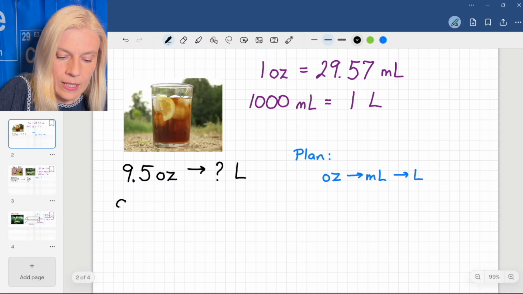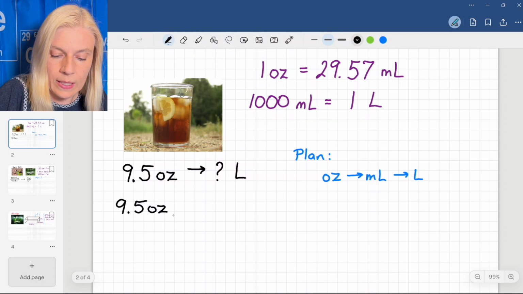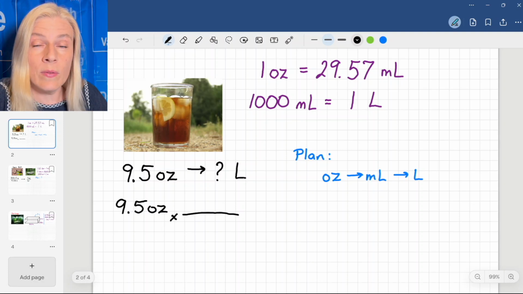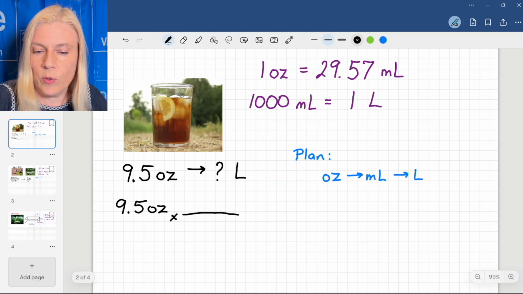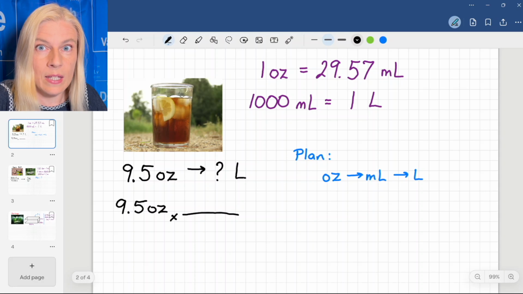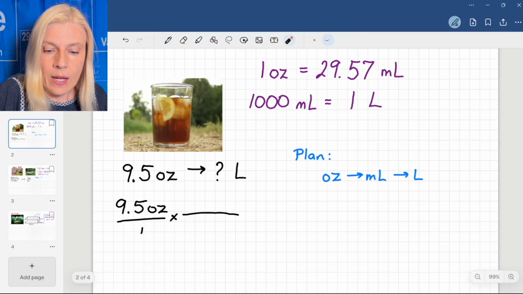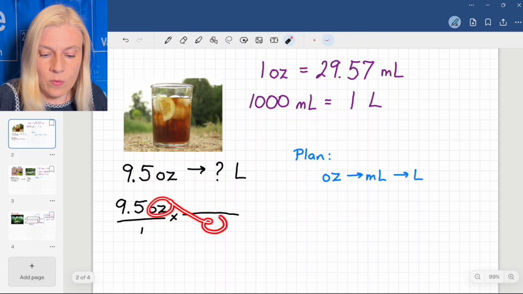So I have 9.5 ounces. Now remember, I can say it's over 1 times, and now, do ounces go on top or on the bottom? Do I say 1 ounce over 29.57 milliliters, or do I say 29.57 milliliters over 1 ounce? Where here, remember, it's over 1. Ounces on top. I need to have ounce right here on the bottom for it to cancel out, yes?